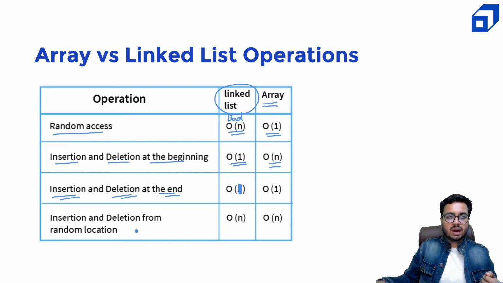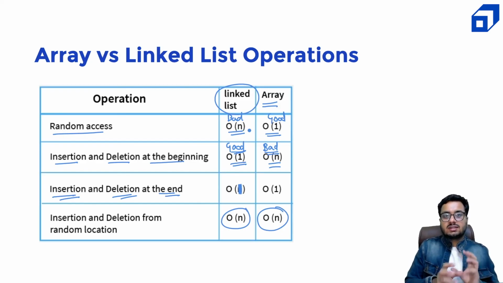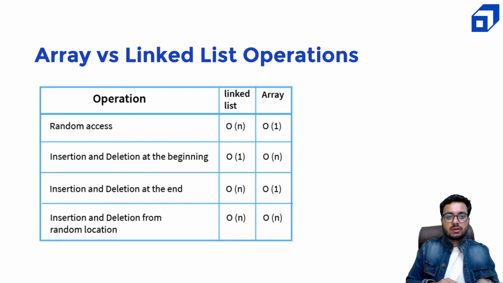Insertion and deletion from a random location, so if you're doing it somewhere in the middle, both are going to take order n time, right? So in an array, this part is bad: insertion and deletion at the beginning. Random access is good. In a linked list, this insertion and deletion part is good, but random access is bad. So you can see each data structure has its own pros and cons. Depending upon the problem, you have to decide whether you will go with a linked list or an array.